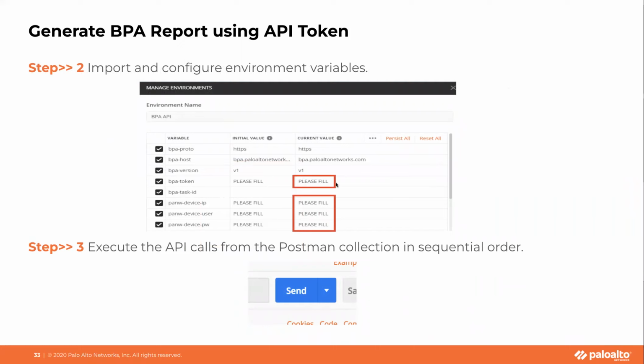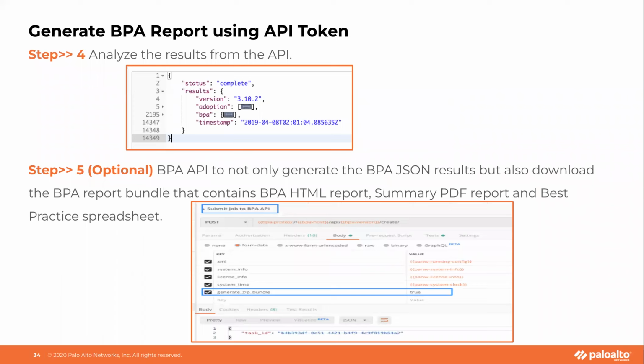The Postman collection helps facilitate this flow, where user credentials are used to grab an API key from the target device. Once you get all the information, you can execute the API calls from the Postman collection in sequential order. Just click send, and you'll see that at a high level, it contains the JSON format and the version of the BPA associated with this job.